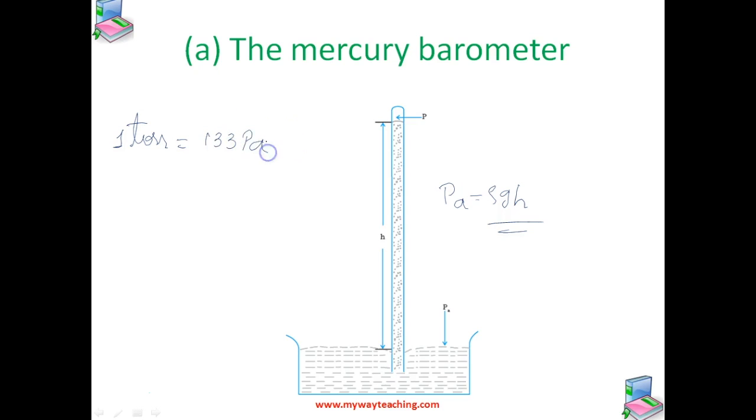The mm of Hg or torr are used in medicine as well as in physiology. In meteorology, a common unit is bar. So in different fields, we use different units to measure this pressure. 1 bar is equal to 10 raised to 5 Pascal.